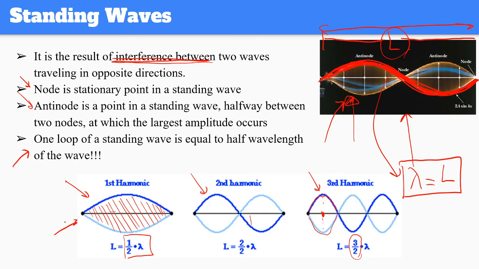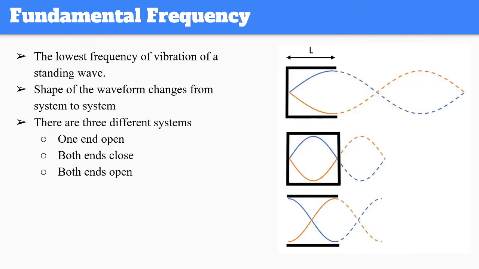this form is not going to be the only case. We are going to have standing waves in 3 different cases. And let's see what they are. So we basically have 3 different scenarios, depending on the case. You are going to have cases where we have one end open, one end closed systems. Then cases where both ends are closed, and then cases where both ends are open. So for those three different systems, we are going to have different standing waves.